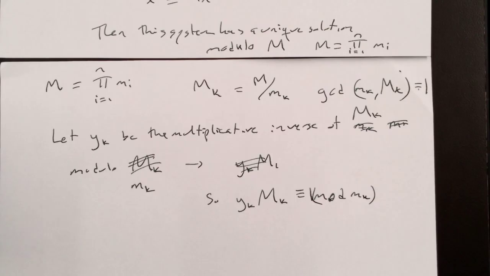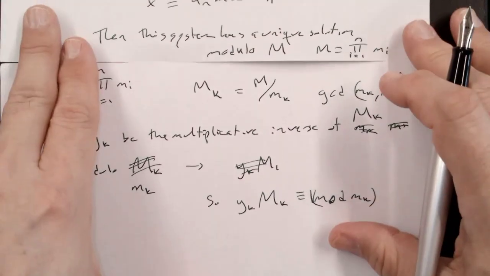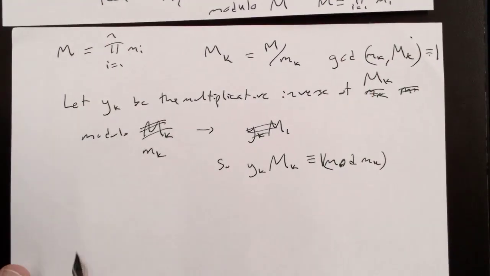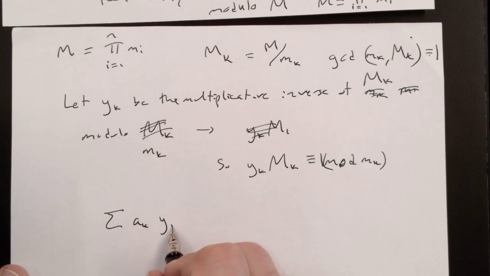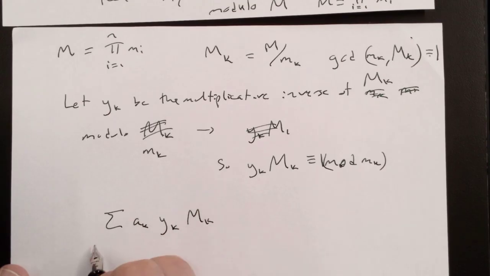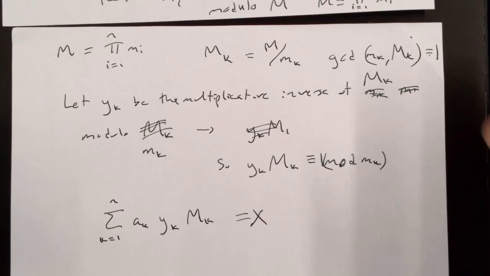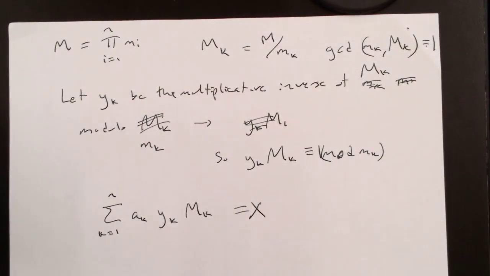So what do I do? Well, my goal is not to get 1, it's to get a. That's what these equations say. I want a, right? So what I do is I take the sum of ak times yk times Mk, k equals 1 to n, and that's our x. At this point, my answer is you've got to be kidding me.